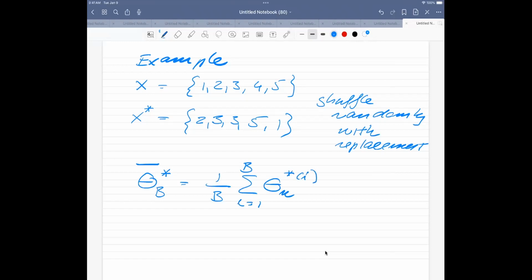So this is an estimate of the mean value. We normally call this an estimator. And then you can use that one to calculate an estimate of the variance. So we can now calculate the variance of this theta B.